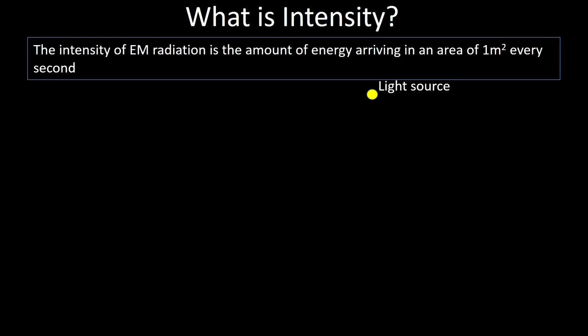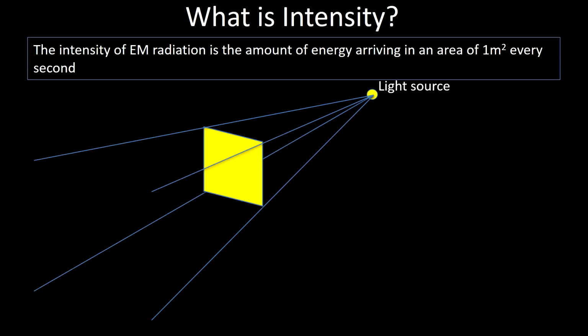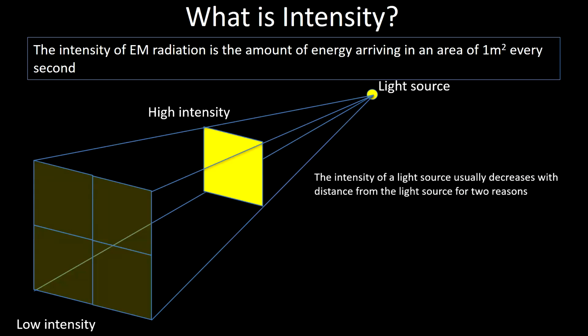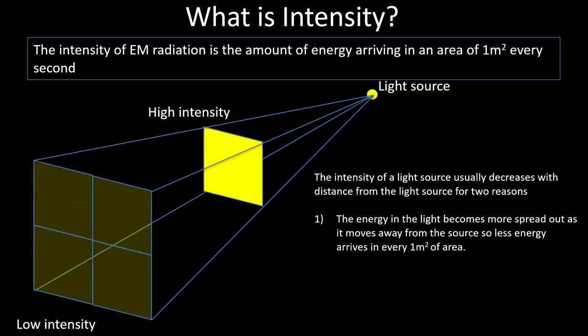Okay, so let's imagine we have a light source and we have light coming from it, and we're just looking at what the intensity looks like at different distances from the light source. If we go further away from the light source, the intensity drops. That makes sense because you experience that. If you're further away from a light, it looks less bright. So we get high intensity relatively near the source, and if we go further away, we get low intensity. We need to be able to explain that, and in terms of what's going on, the energy gets more spread out as it moves away from the source, so less energy arrives in every 1 meter squared of area.